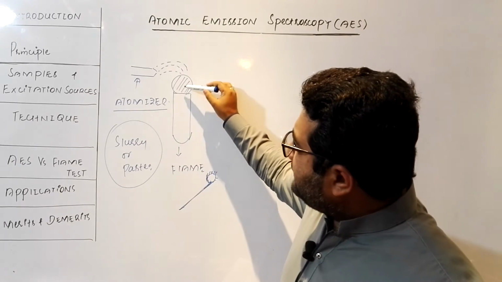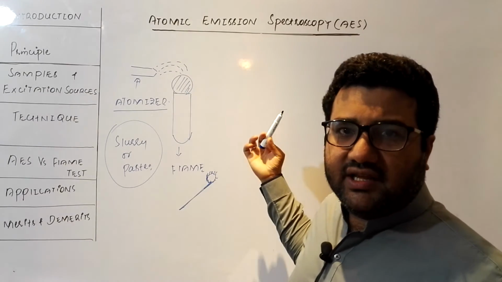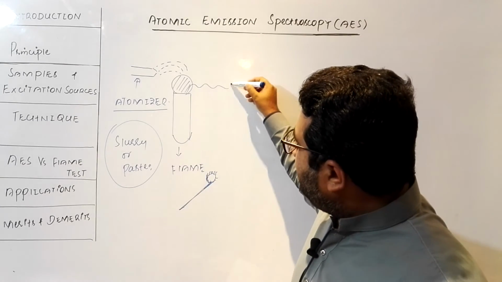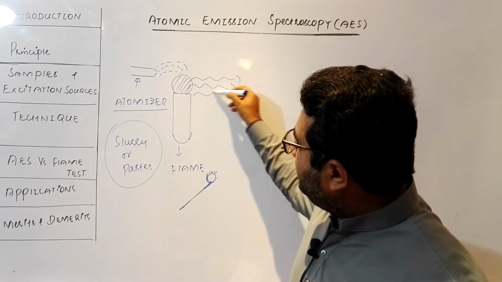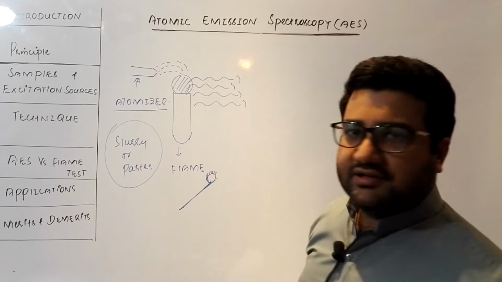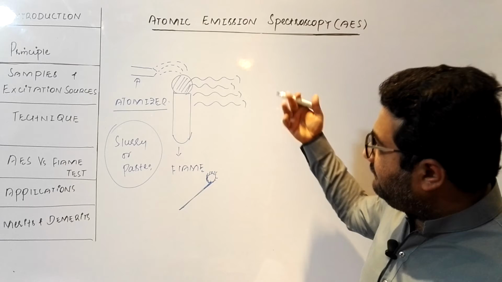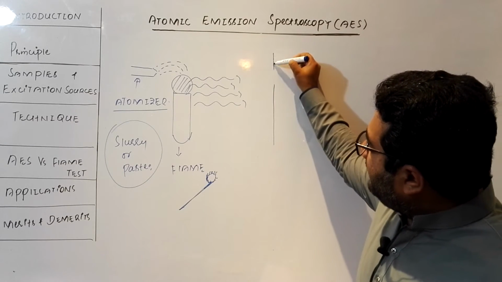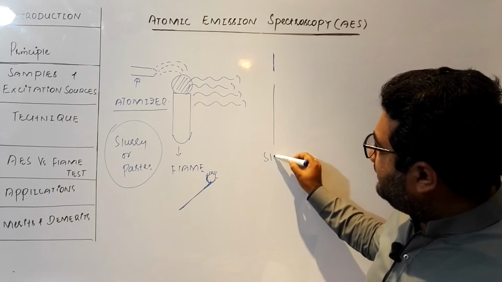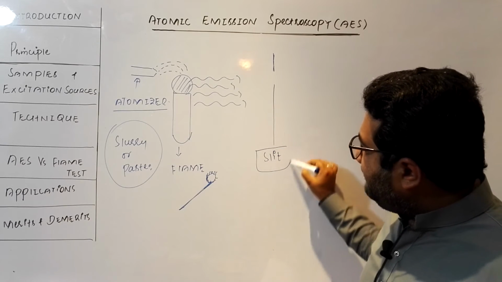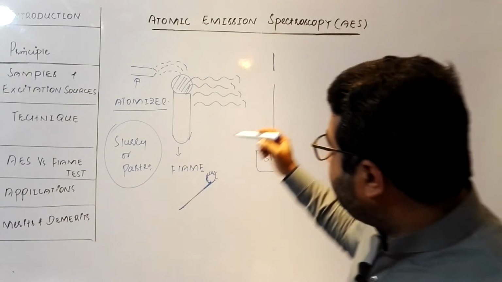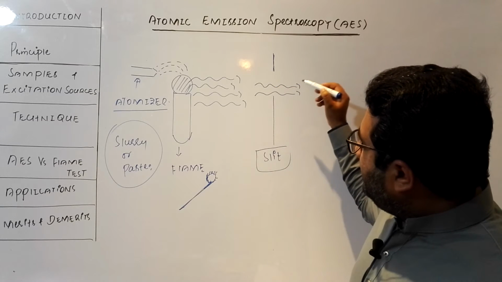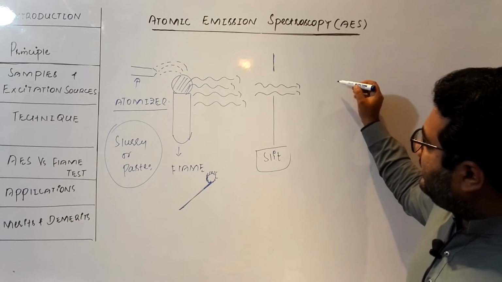Now when the electrons will be excited, as I have already explained it, and when those electrons will be de-excited, they will emit certain photons of the specific wavelength, specific energy. Then we use a monochromator, or I am here showing a simple slit. This slit will be the wavelength selector. It will select specific wavelengths and it will let them pass.